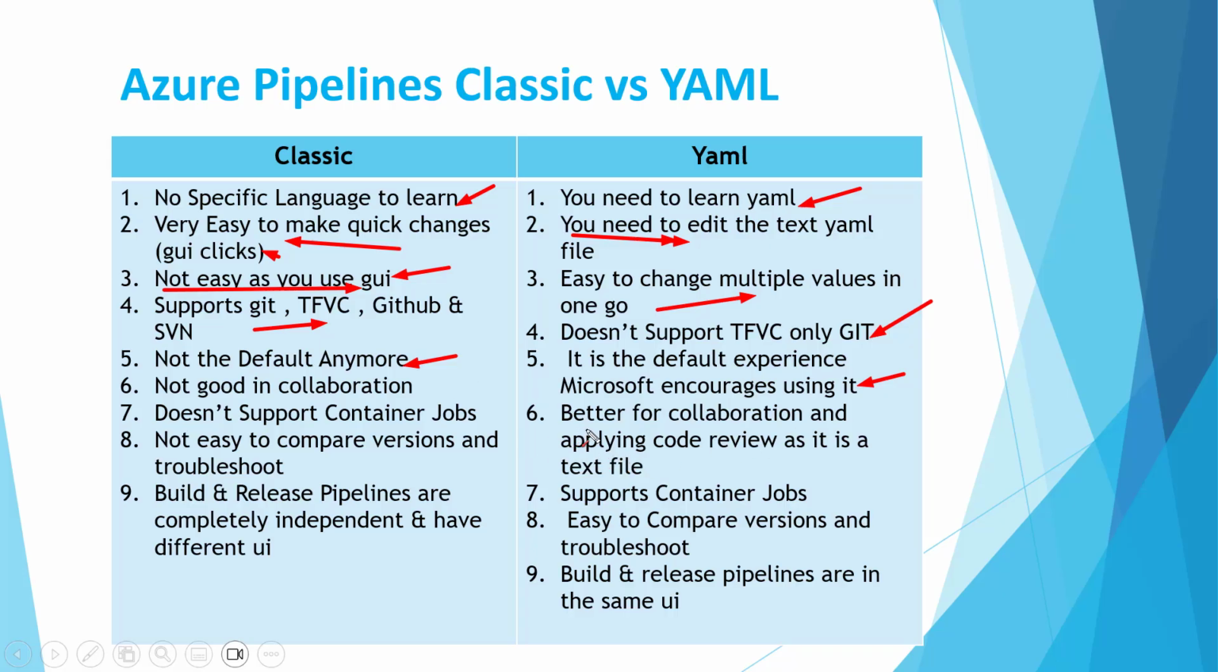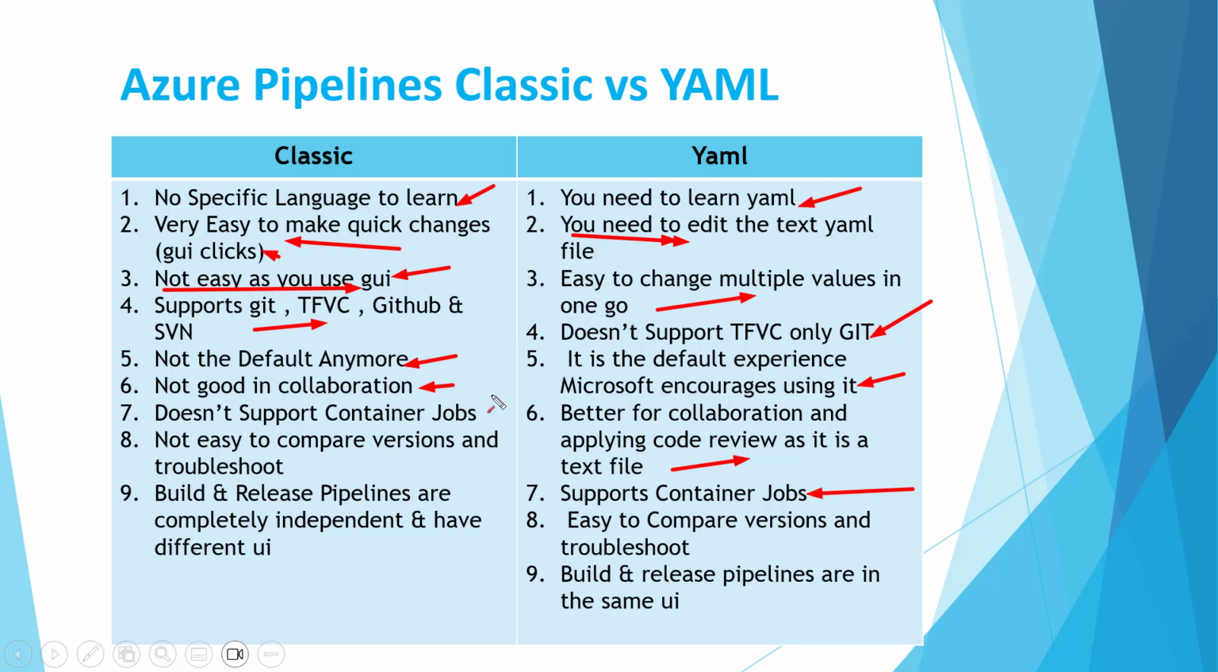The YAML pipeline is better in collaboration and in applying code review as a text file, so you can apply all your code policies, pull requests, code review, any security audit. So the YAML pipeline is better in collaboration, while the classic pipeline is not very good in collaboration. The YAML pipeline supports container jobs, where you can run your pipeline job inside a Microsoft hosted container. It's a container job running your job in a public container inside your Microsoft hosted agent. So you can do this in the YAML pipelines.